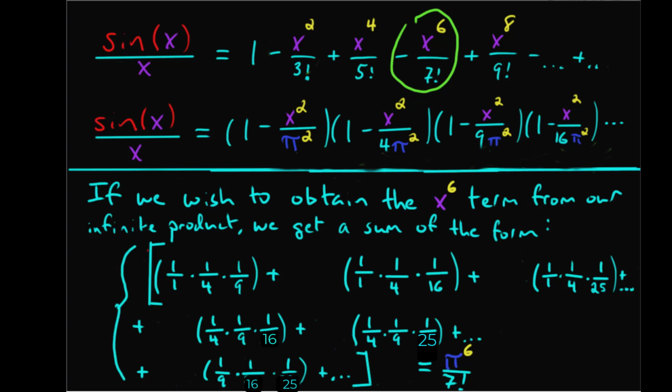Now, what exactly is this sum on the left-hand side of the equation? Well, it's just the elementary symmetric polynomial on 3 elements. It's the sum of all possible products of my terms 1 over 1, 1 over 4, 1 over 9, 1 over 16, 1 over 25, 1 over 36, and so on. It's the sum of all possible products of those terms taken 3 at a time. So this is the elementary symmetric polynomial on 3 elements, known as E3. So E3 equals pi to the 6th over 7 factorial.